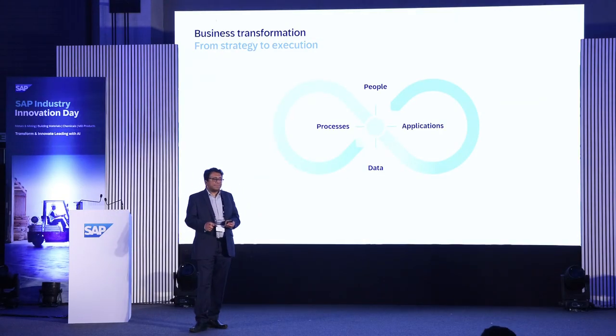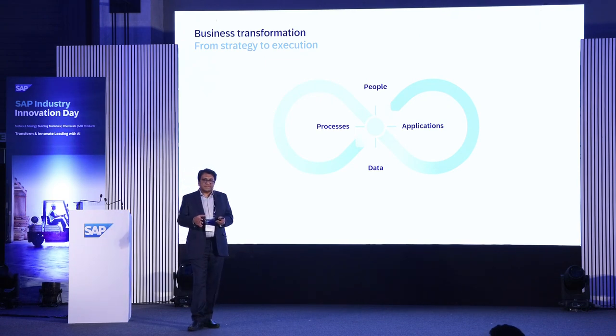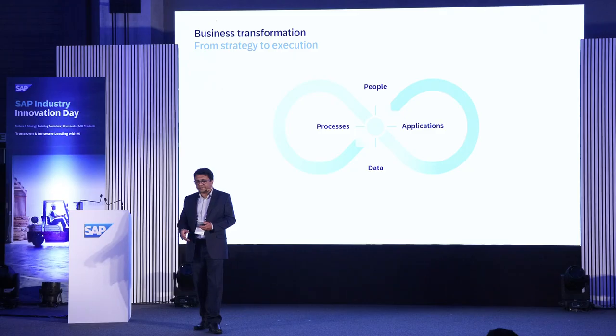Now, coming to SAP's vision of business transformation. SAP believes that there are 4 primary dimensions for any organization to take care of in terms of transformation. Process basically means how you are actually executing your activities in your organization, understanding what those processes are, improving that, bringing in efficiency in your organization.